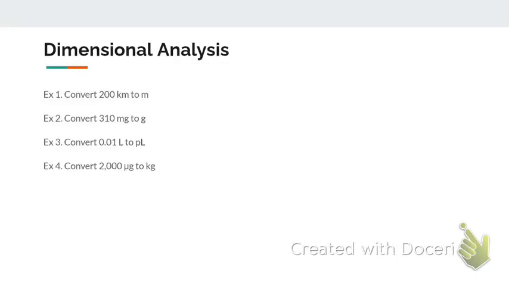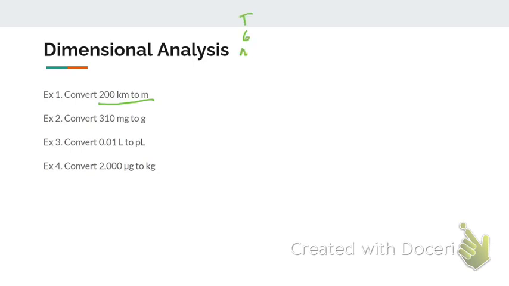In this recording, we're going to go over a one-step dimensional analysis to convert metrics. So let's do example number one. First thing I need to solve for is the metrics, or the conversion factor.